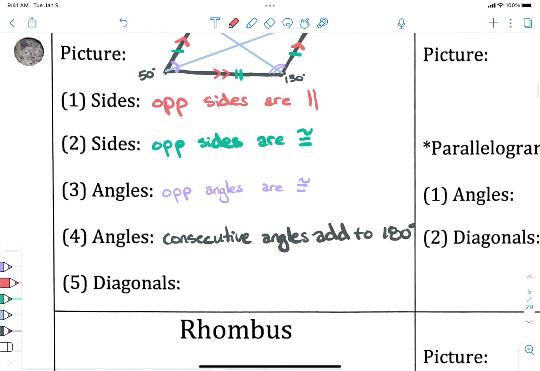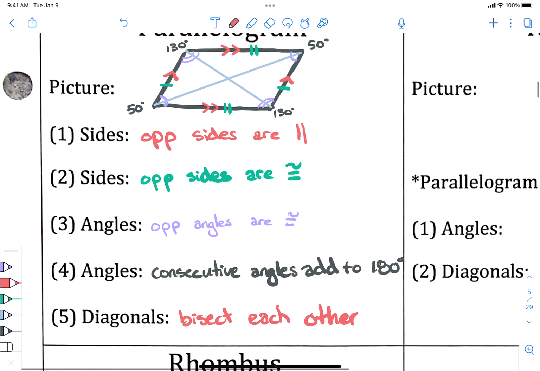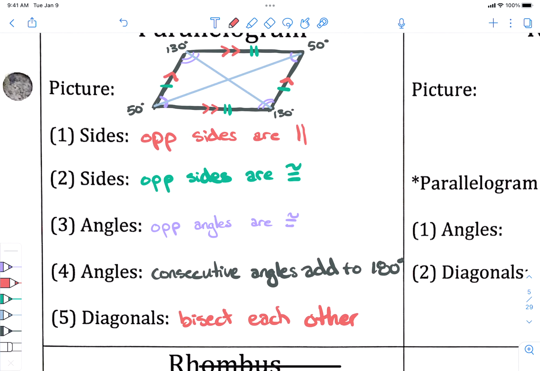So the diagonals, they bisect each other. Okay, the diagonals bisect each other, which means they split each other exactly in half, right? They're not the same length total, but each half is the same as the other half, right?